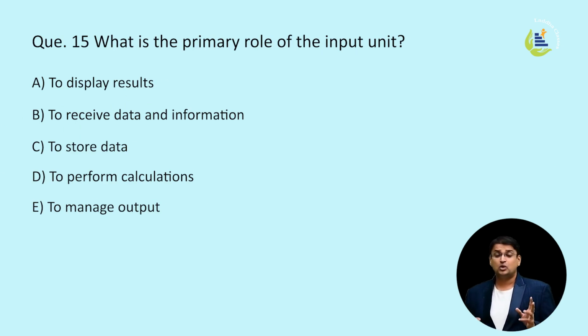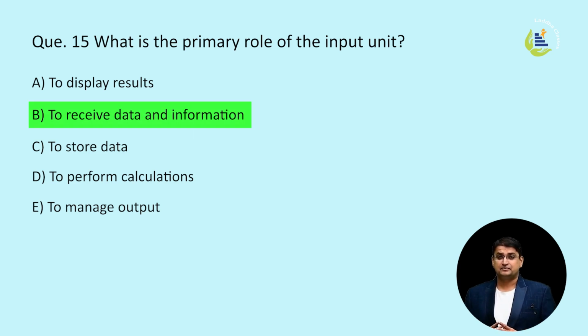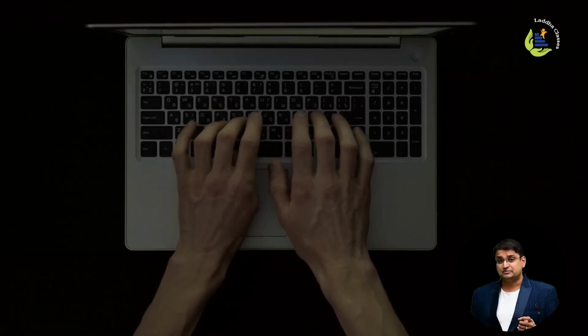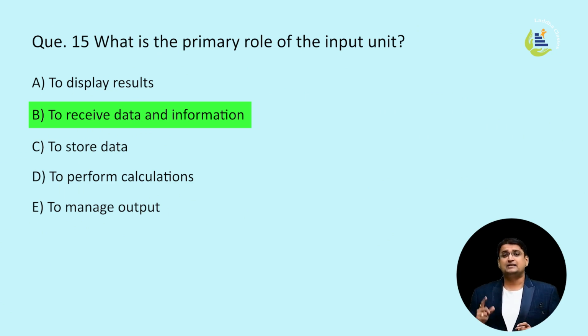Question 15. What is the primary role of the input unit? Options are to display results, to receive data and information, to store data, to perform calculations, to manage output. Correct answer option is B, to receive data and information. Because the input unit is responsible for receiving data from the user or other devices. The other options refer to tasks like display, storage, or processing that are not handled by the input unit.